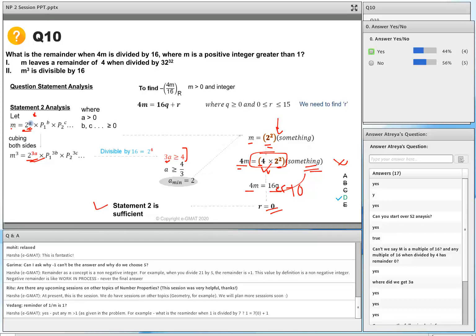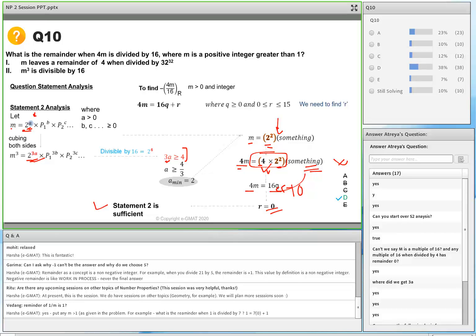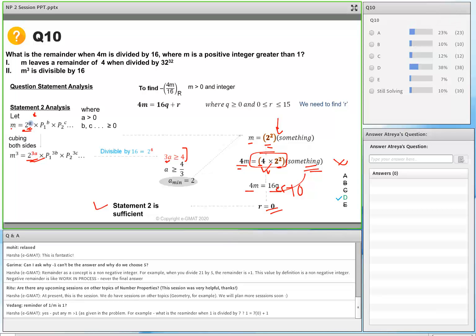Now, since both the statements were true, the answer for this question is choice D, which 38% of you had marked. All right, that is very good.